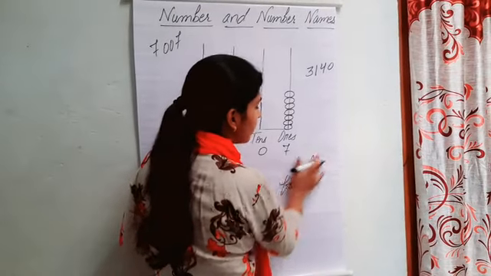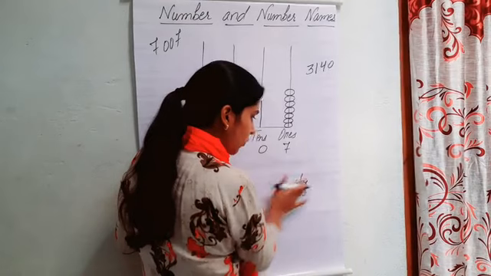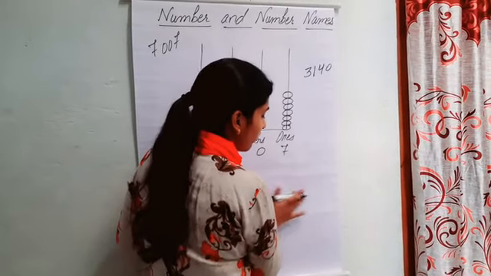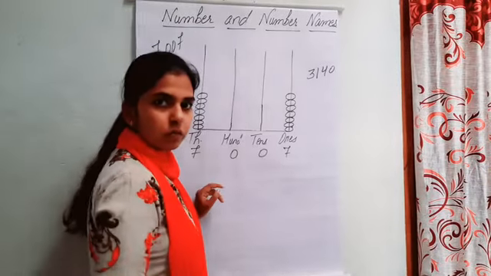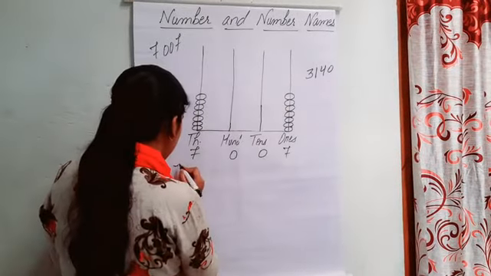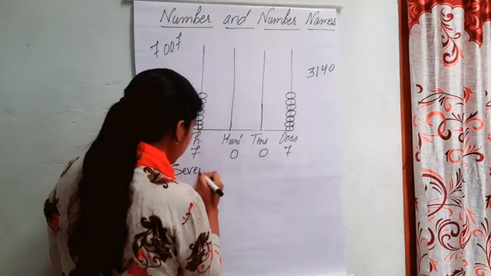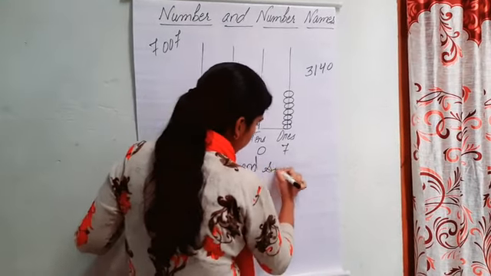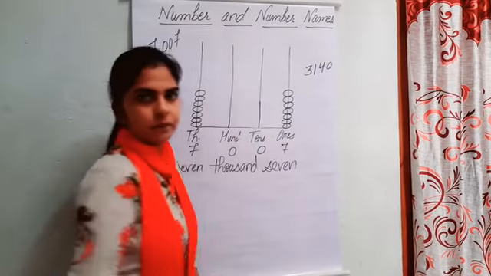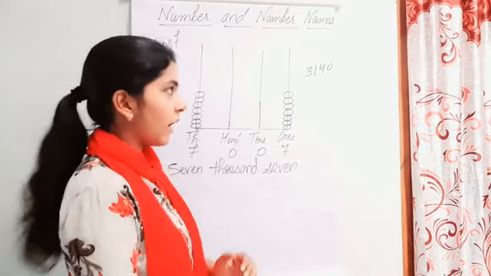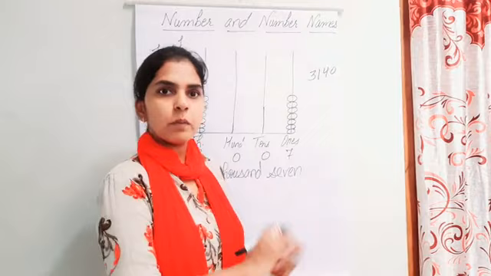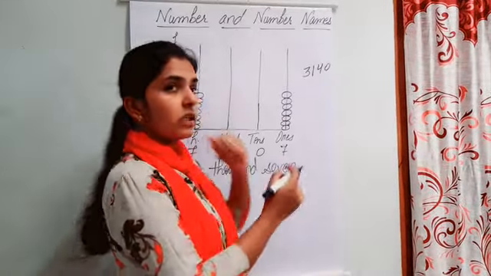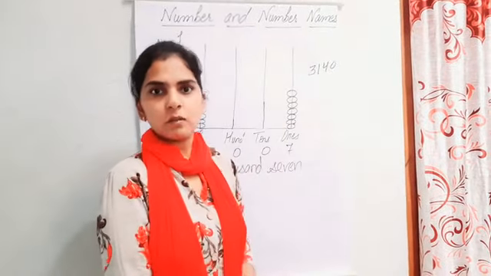I hope students, you all are understanding what I am teaching you. And you all are now able to write the name of the numbers also. So name of this number is 7,007. Okay, students. I hope now you all are able to represent numbers on spike abacus and read the number by seeing a spike abacus.